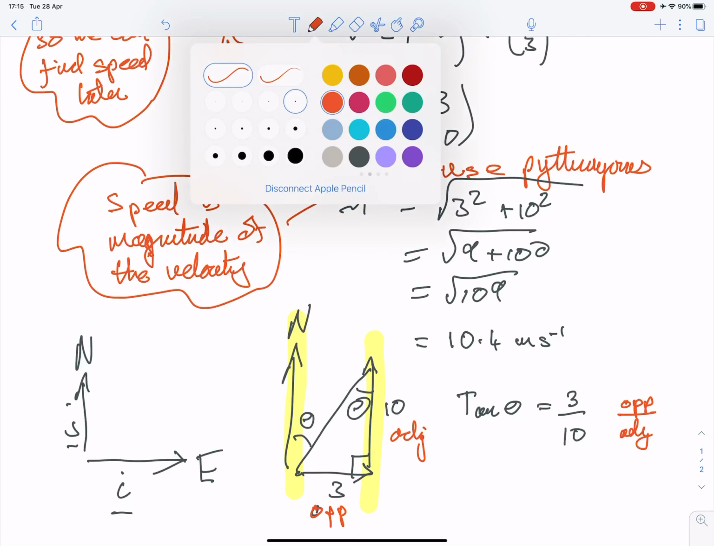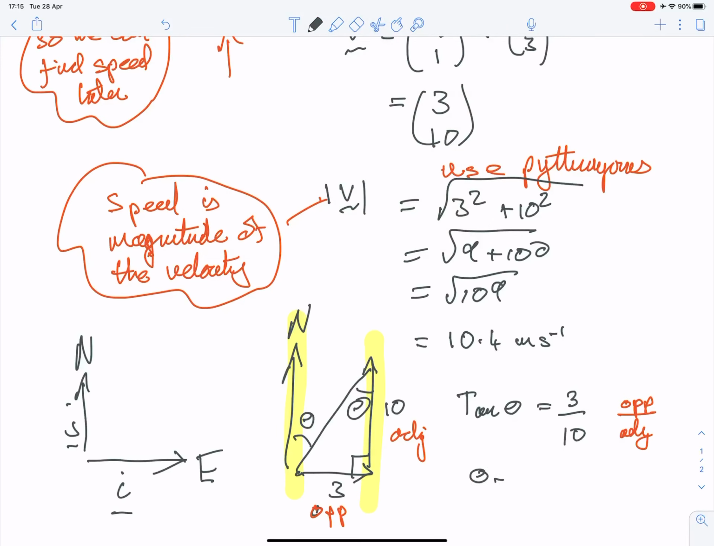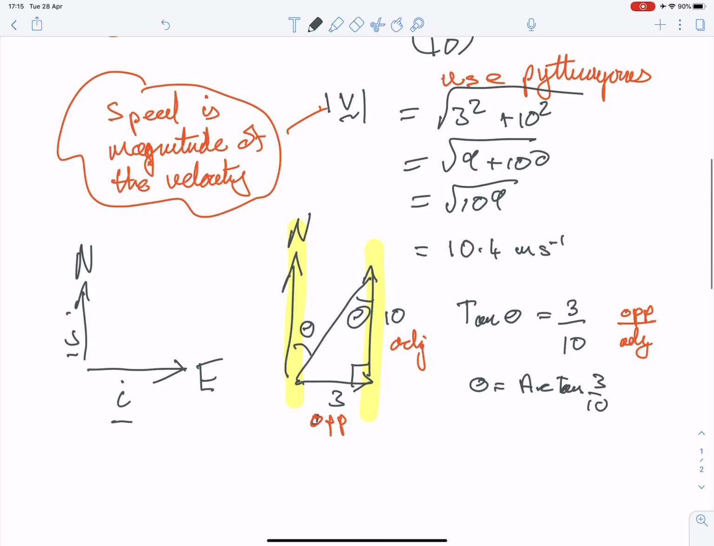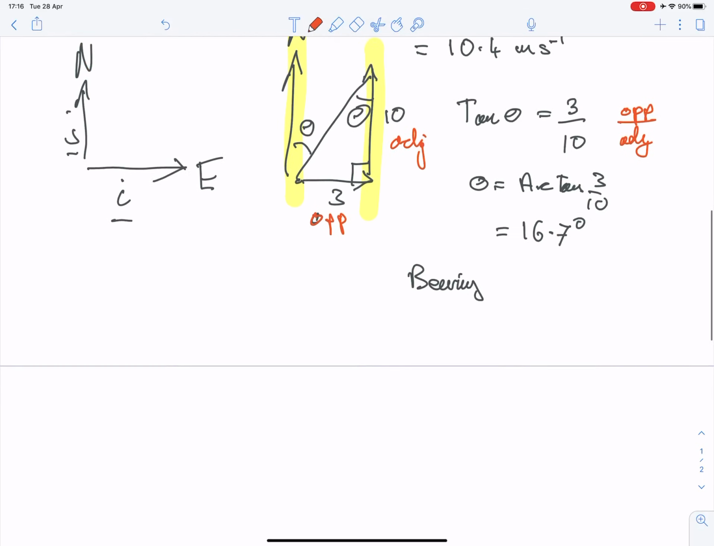Tan theta is the opposite over the adjacent. Okay, so to find the angle, theta equals arc tan of 3/10. And again, you're going to tap that in a calculator. It's going to be something between 15 and 20 degrees. Tap it in. What does it come out to be? 16.7 degrees. So if we're going to give it as a standard bearing, what do we know about bearings? Got to remember that GCSE knowledge.